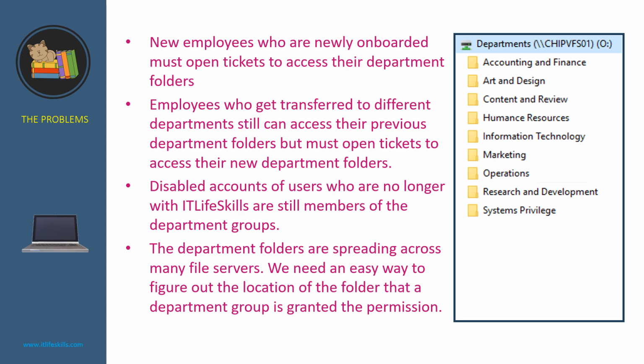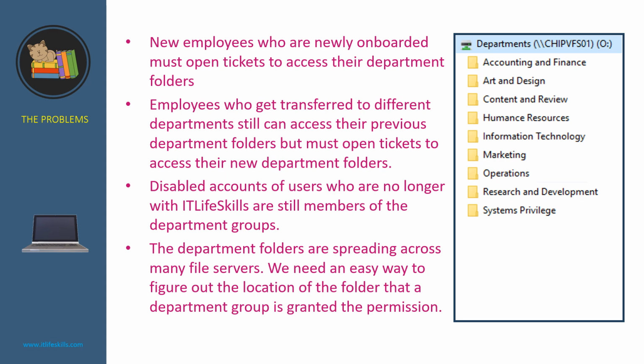The department folders are spreading across many file servers. We need an easy way to figure out the location of the folder that a department group is granted the permission. What does this really mean?